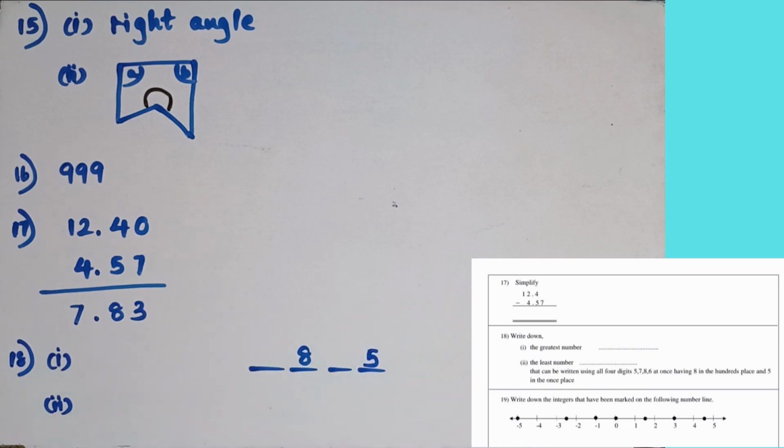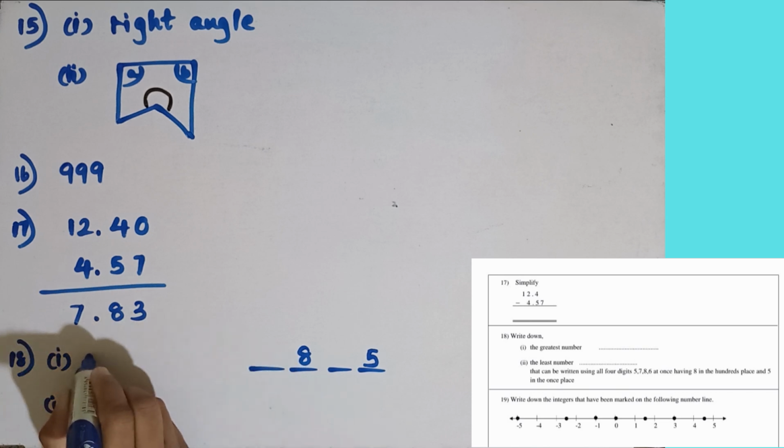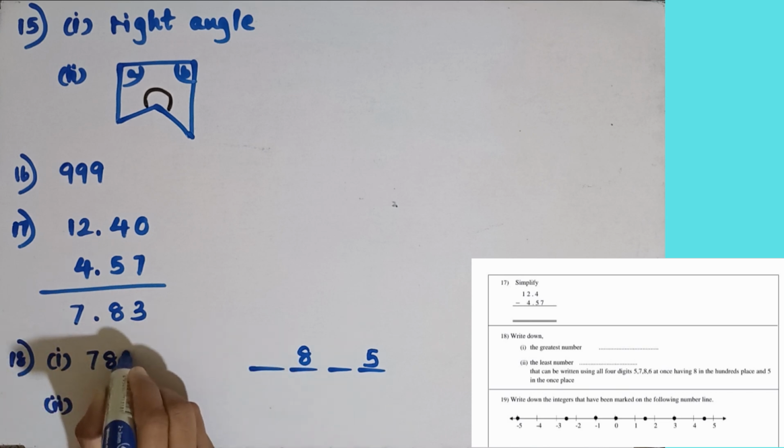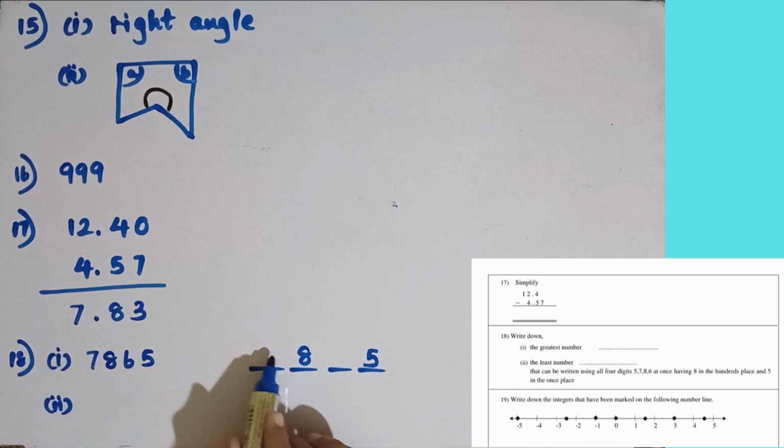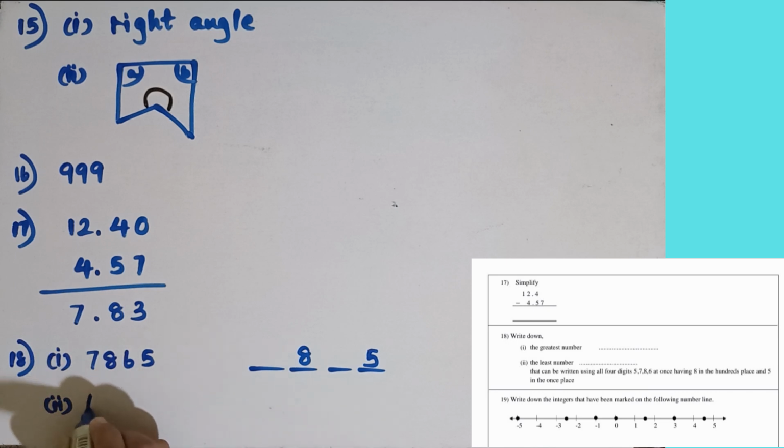How to fill them? The greatest number. If we want to take the greatest number, we have to select the greatest digits for this blank. If we remove 8 and 5, the greatest digit is 7. Then 7,865 is the greatest number that we can write according to these conditions. Then the least number. To take the least number, we have to select the least digits for this blank. So out of 7 and 6, the least one is 6. So 6,875.